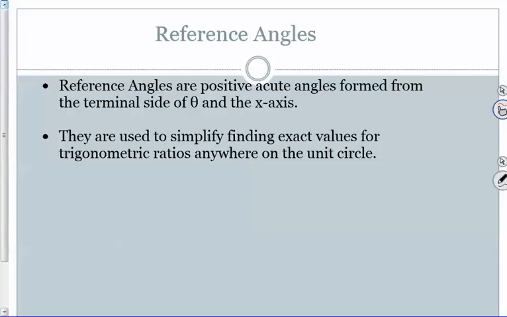One thing that is important is to think of what are called reference angles, and they are positive acute angles formed from the terminal side of theta and the x-axis. You have key reference angles: the 30, the 60, the 45. Those are your key reference angles, and that's what we want to use. All right, so think about this, and I'll show you what I mean. Check it out.